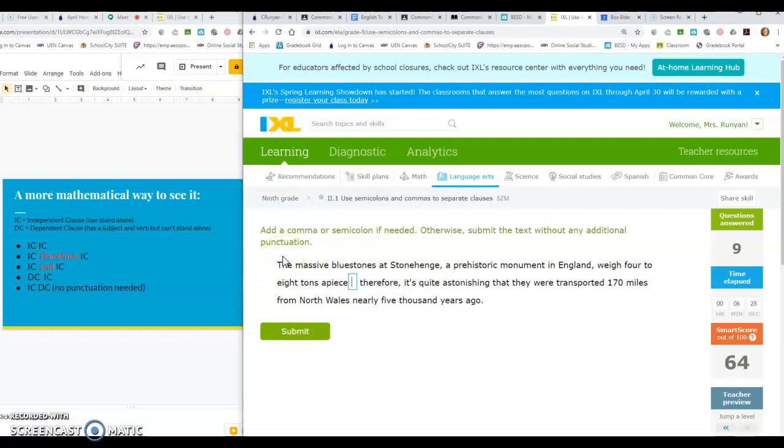The massive blue stones at Stonehenge, a prehistoric monument in England, weigh 4 to 8 tons apiece. That can stand alone. Therefore, oh, there we go with a conjunctive adverb. We're going to do a semicolon before it. It already has the comma after it.